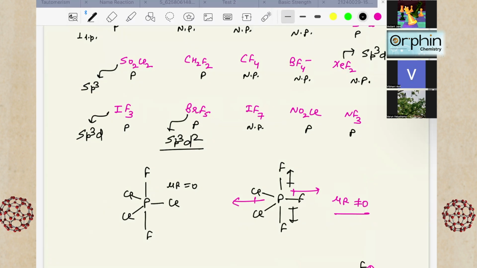IF7, 7 plus 7, 14. 14 divided by 2, 7. So steric number is 7. There are 7 side atoms, means 7 sigma bonds. There is 0 lone pair. All the side atoms are same, regular geometry, non-polar.